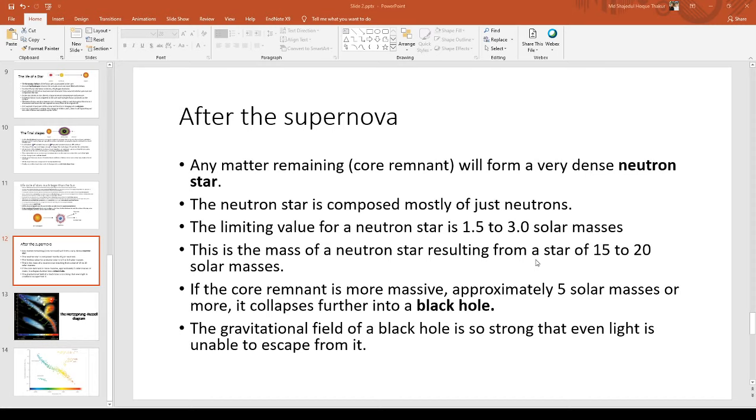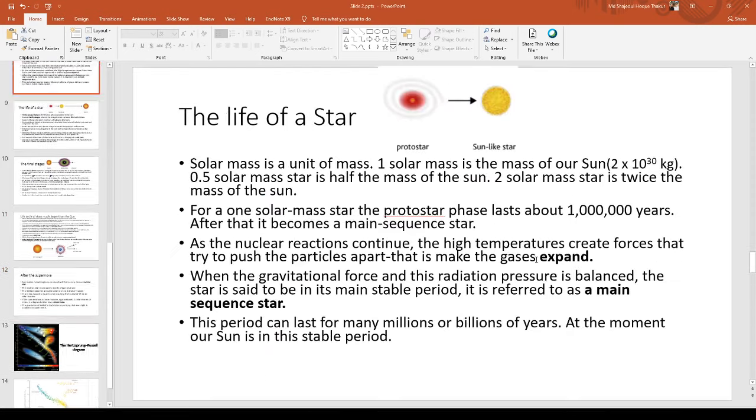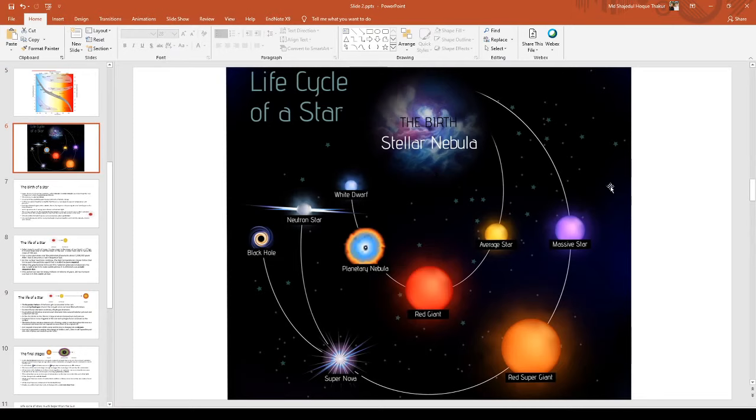I'll repeat. Not red supergiant from supernova. I'll show you the sequence, like you have seen the sequence here. This is the sequence from nebula to massive star to red supergiant to supernova to neutron star or black hole.